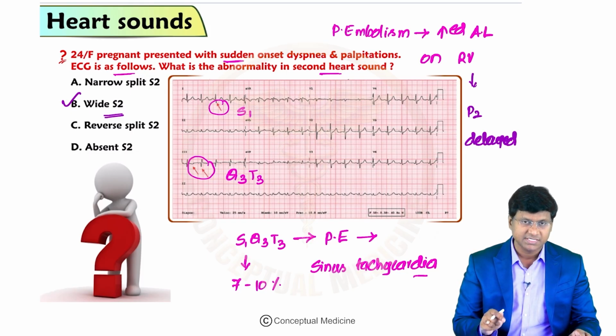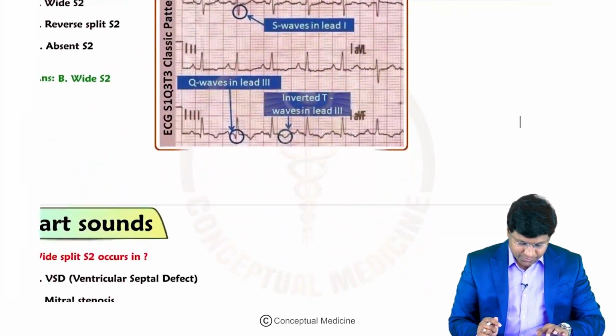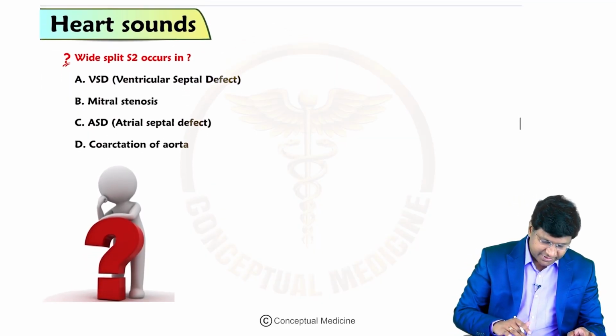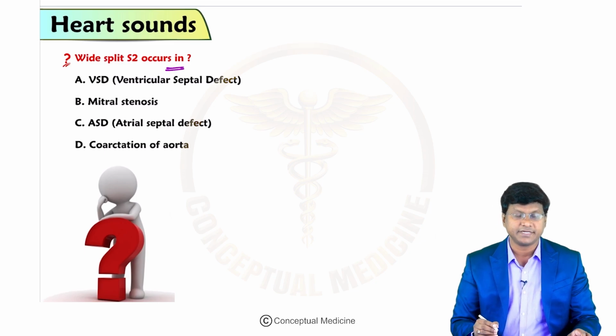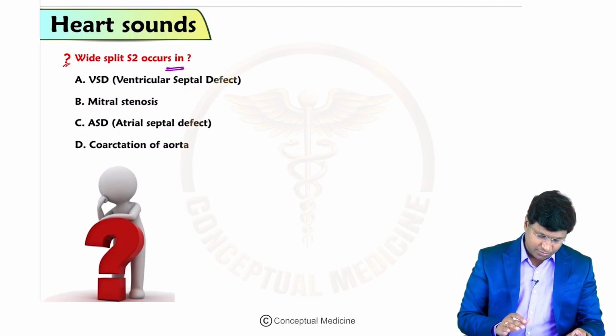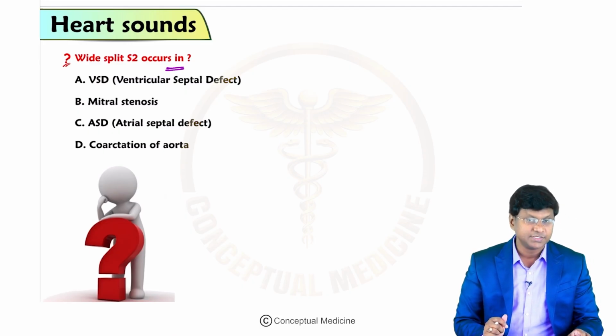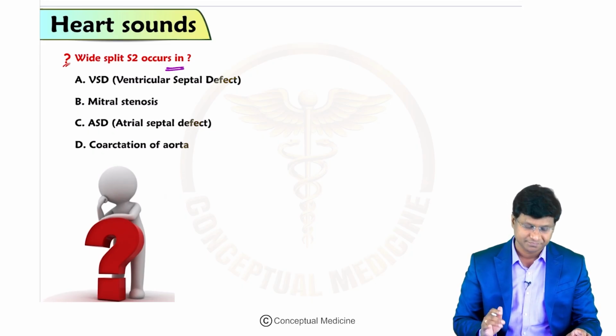Why? Because the ECG is suggestive of pulmonary embolism. Now you see the next question. Wide split S2 occurs in ventricular septal defect, mitral stenosis, atrial septal defect and coarctation of aorta. So now let me discuss the clinical conditions where you have the presence of wide split S2. There are many clinical conditions where you have the wide split S2.